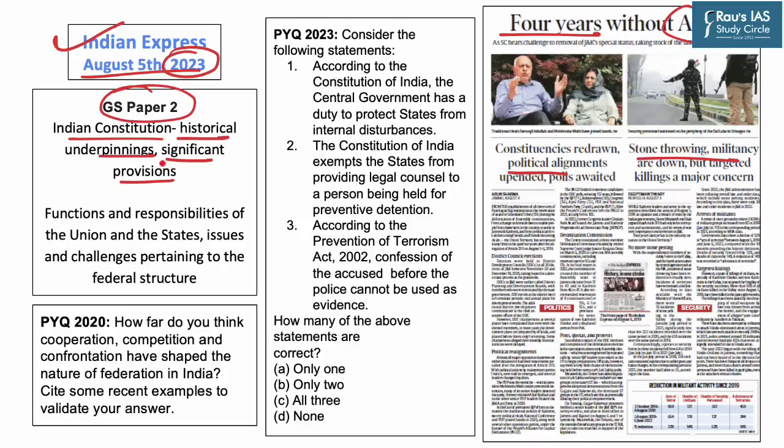Further, revocation of Article 370 also altered the federal structure of the country with respect to the Union government and the state of Jammu and Kashmir. Hence, this topic is also important because UPSC in GS paper 2 also mentions functions and responsibilities of the Union and states, and further issues and challenges which pertain to the federal structure of the country.